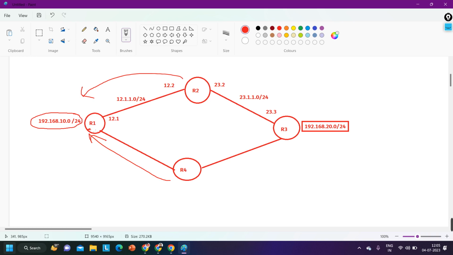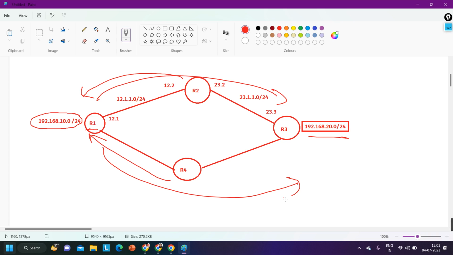Now router 1 needs to find which one is the best path, because now the router has two choices. Either it can reach this network via router 2, or it can reach 192.168.20.0 via router 4. So whenever a router receives the same network information from multiple paths, from multiple neighbors, the router calculates the best path. And in dynamic routing, the most important thing is best path selection, that is, how the router selects the best path.